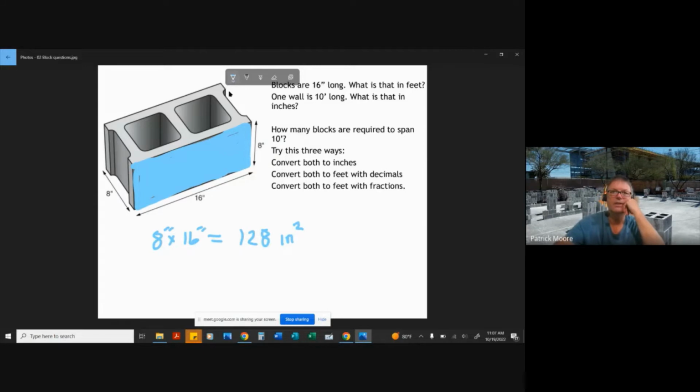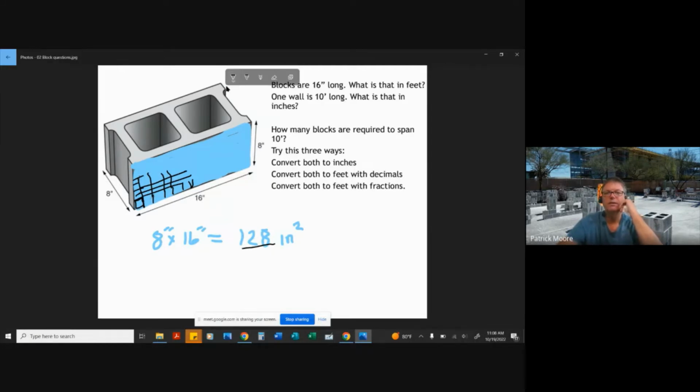So what that's really telling us is, if you broke the 16 down into 16 inches, and you broke the height into 8 inches, and then you extended all these across, and you filled this whole area up, each one of these is 1 square inch. So how many little squares that are 1 square inch would it take to fill in this whole face? It would take 128 of them.